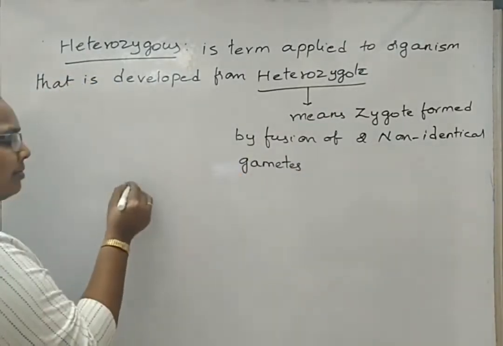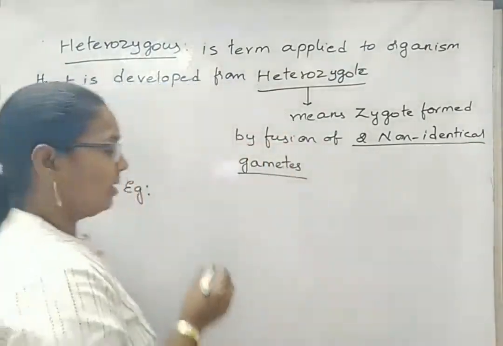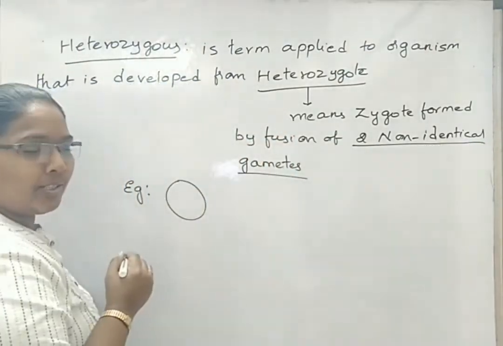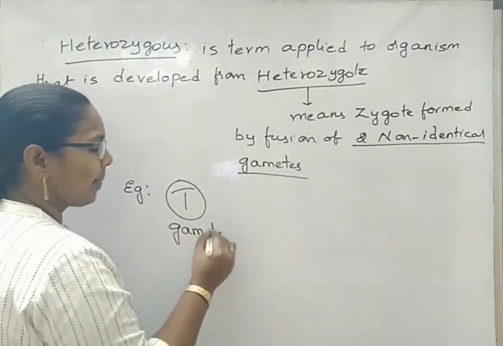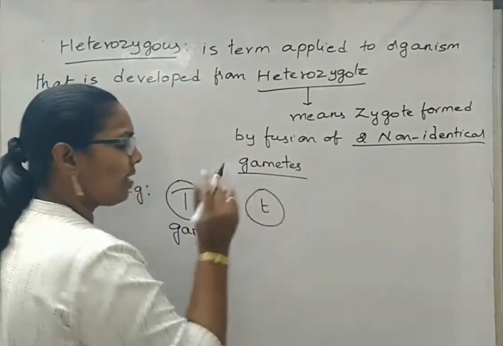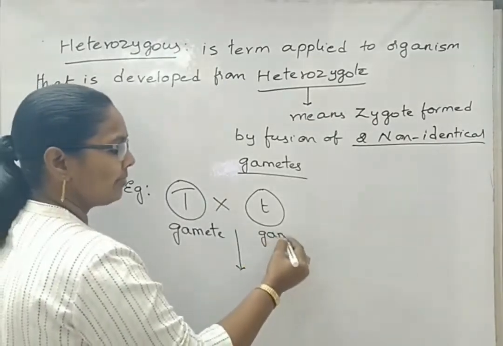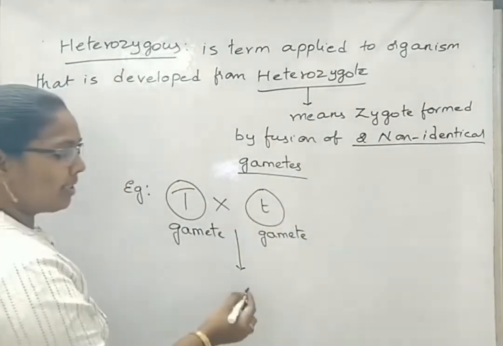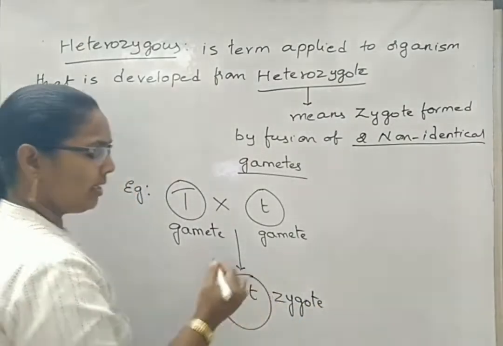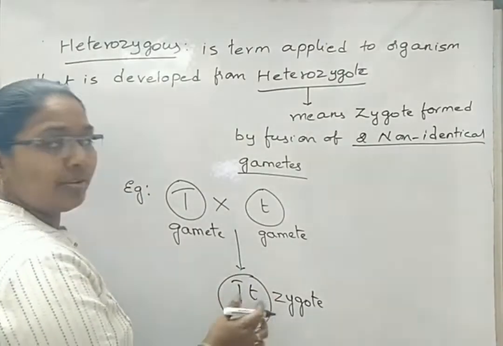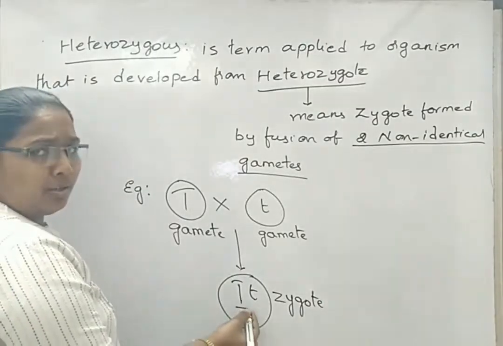Now, an example. Here we are using the term two non-identical gametes. Any gamete is haploid in condition. So, if you take one dominant allele in one gamete, which is crossed with another gamete having a recessive allele, then by fusion of these two gametes, the obtained zygote will have both the alleles, but both are not the same. They are of different or contrasting genotypes. This is responsible for the dominant character.